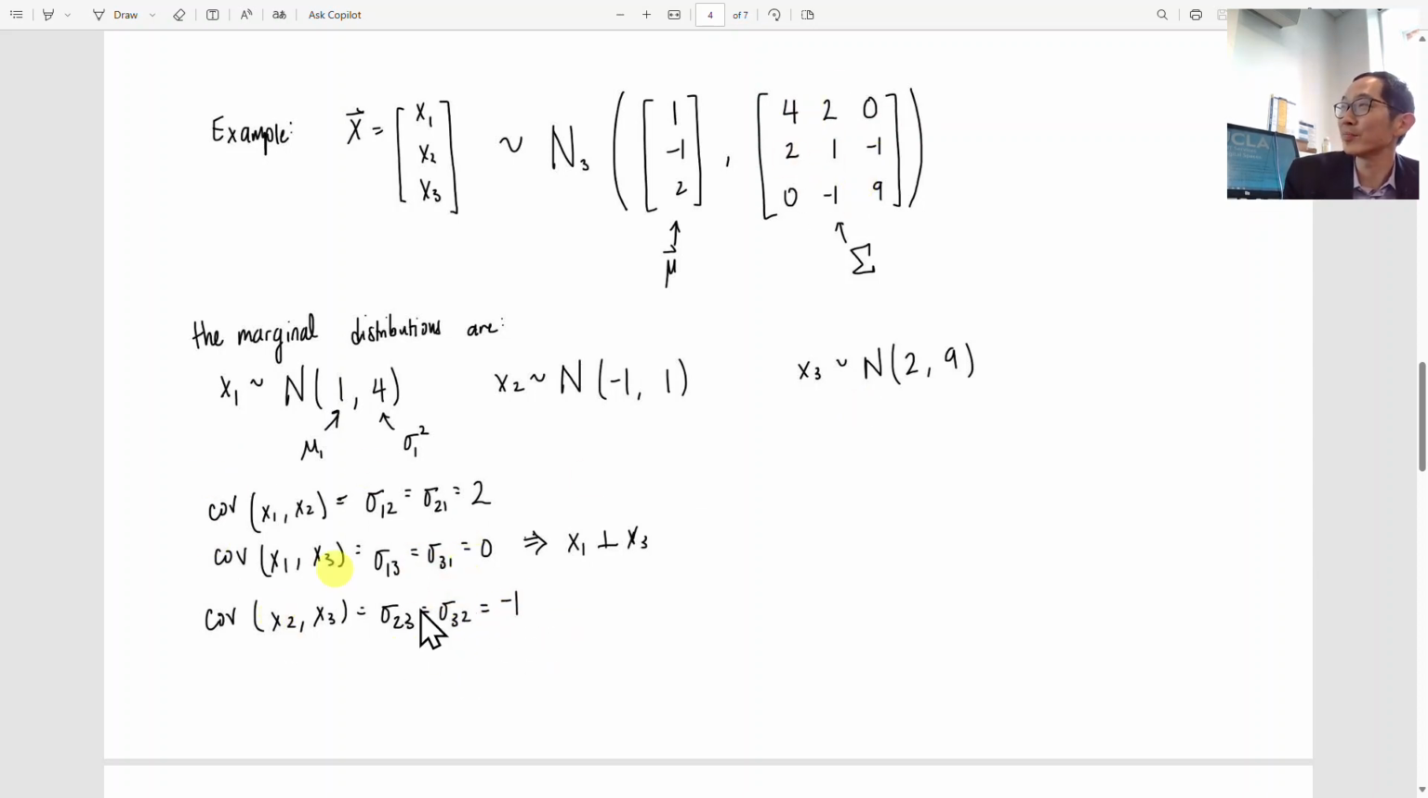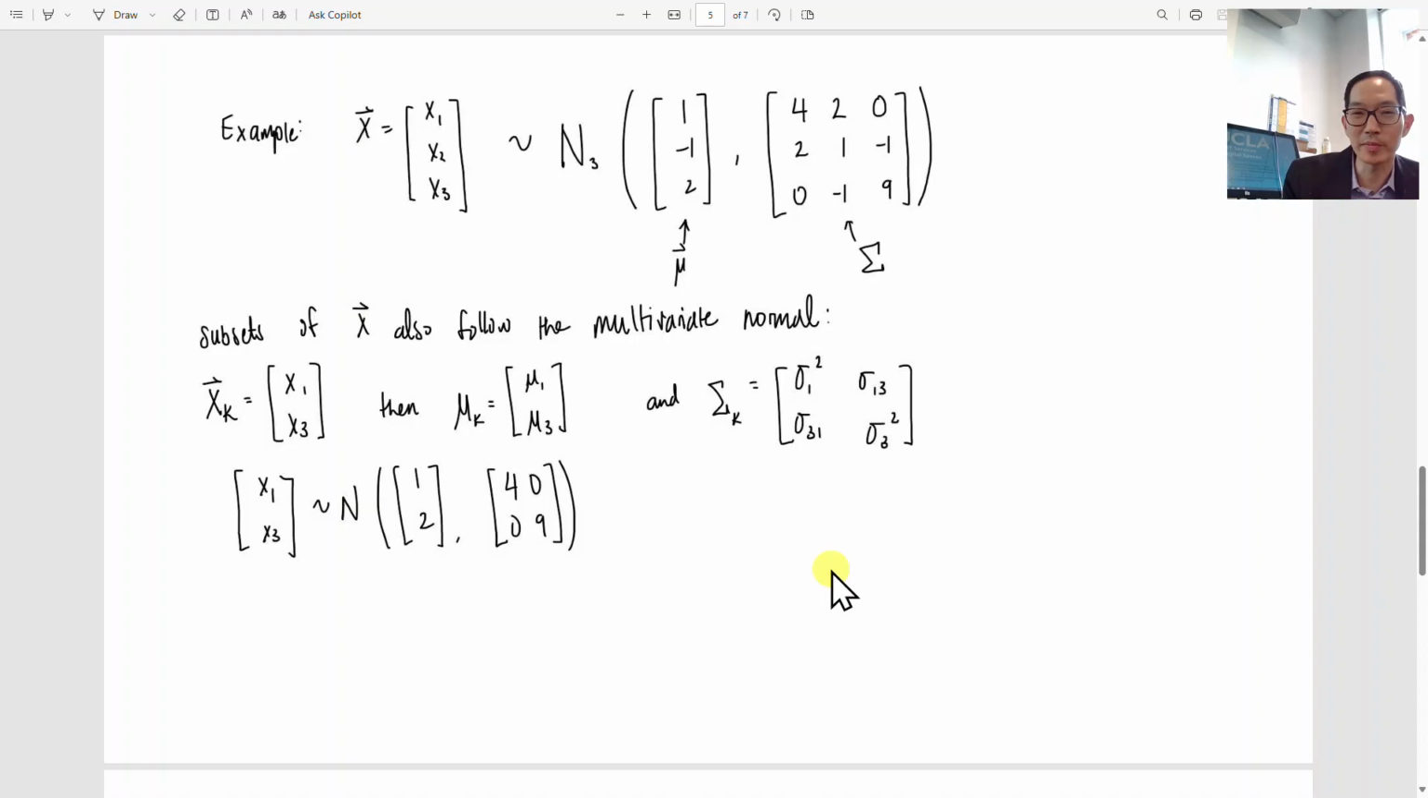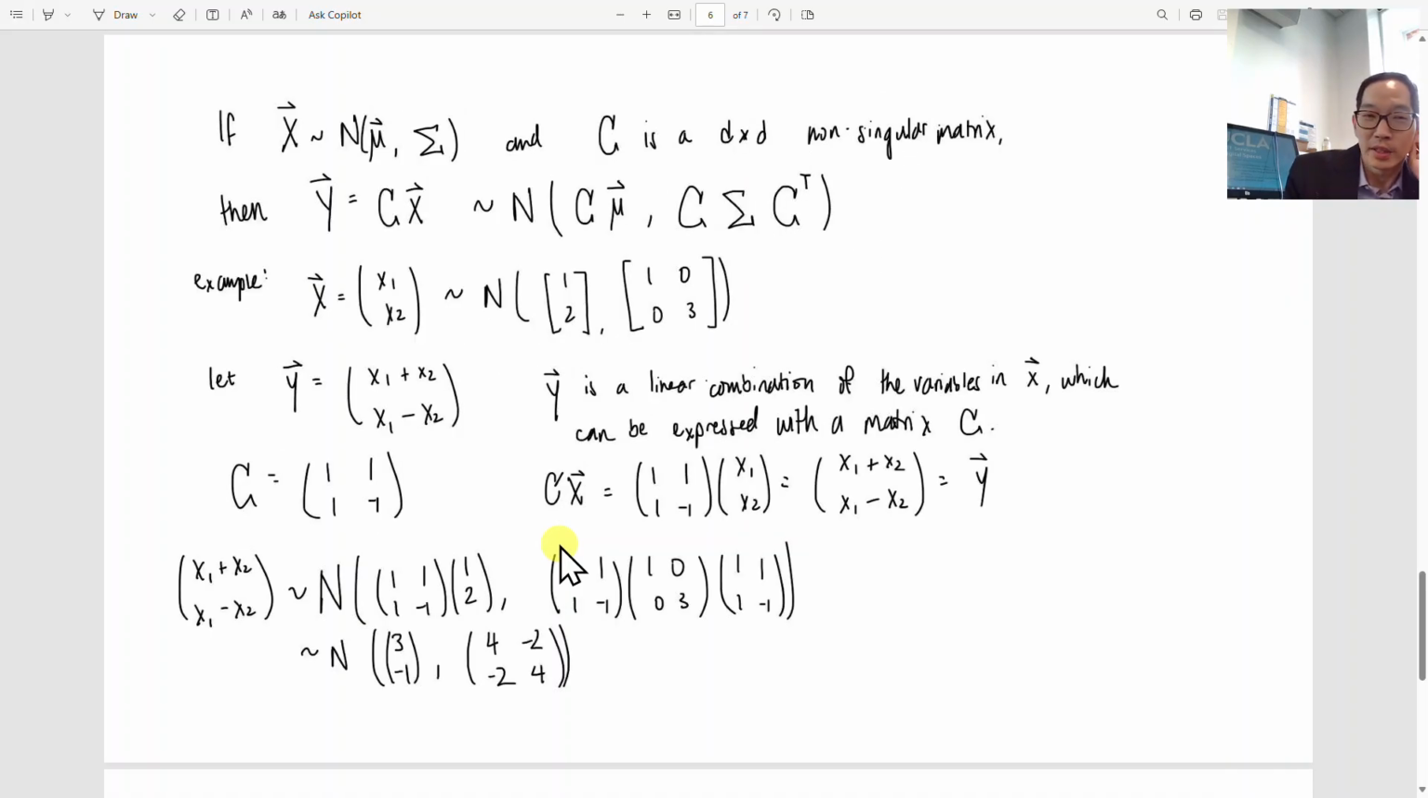Anyway, you can take these subsets of the covariance vector, and that would also reflect, like if you only looked at x1 and x2, a subset of that would be the multivariate normal distribution with this variance matrix, and this 1 and -1 as our mean vector there. So subsets of x also follow the multivariate normal. If we were to just look at x1 and x3, then we would have this normal distribution, and x1 and x3 would be independent, and you'd have covariance 4 and 9.